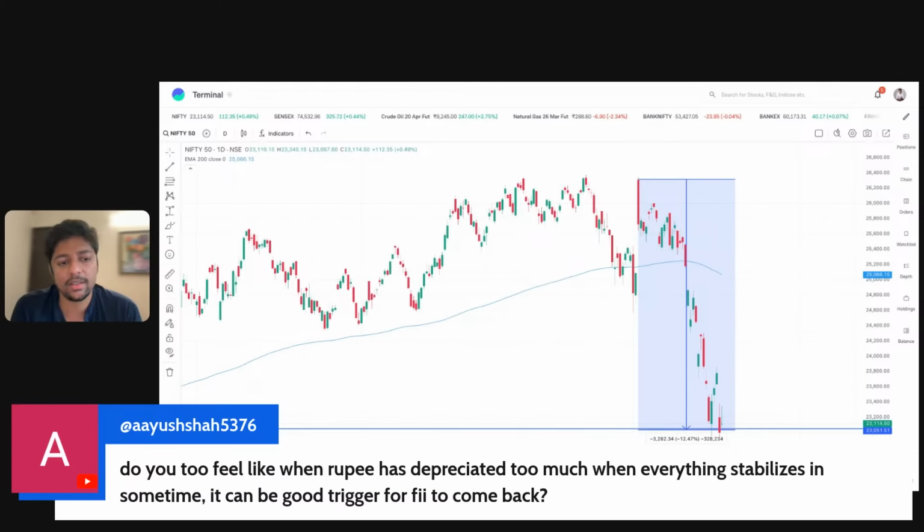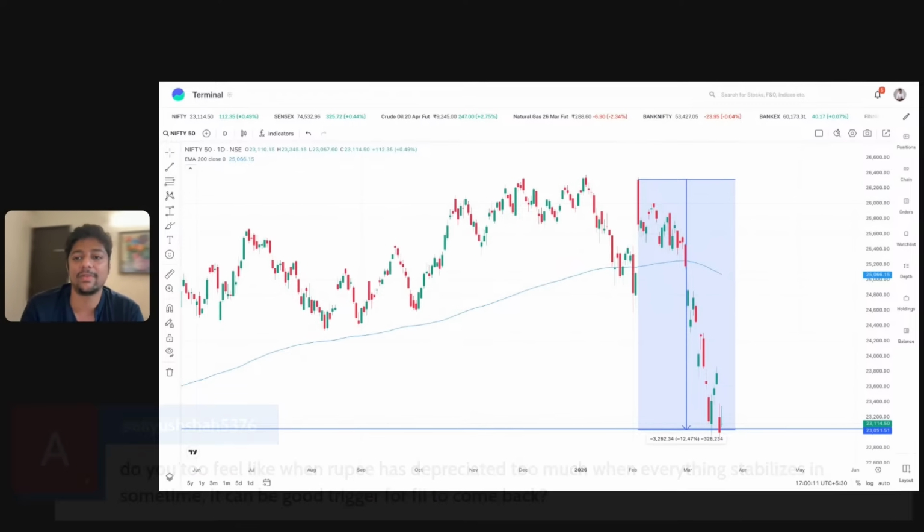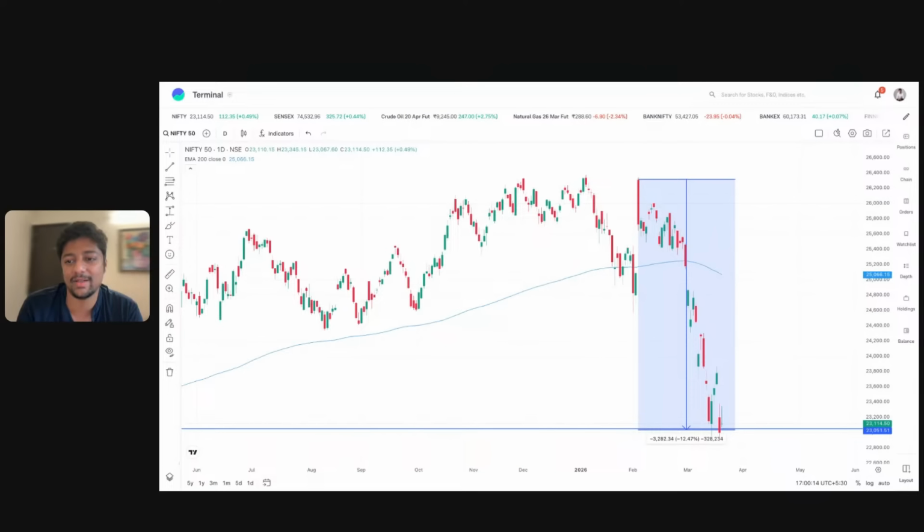So do you too feel like when rupee has depreciated too much, when everything stabilizes in some time, it can be a good trigger for FII to come back? Yes, Ayush, absolutely yes. But a lot of things have to become right for it to become good. For a couple of things, I'll tell you. First, war has to get over. Oil has to stabilize. INR has to come back to 87, 88 levels, which is very hard, but it has to come back. Then the government has to first remove this STT tax that they have done, which is again not incentivizing FIIs to be here, number one. And then you should also assume that Trump has to be silent for the next 12 months and he doesn't create new problems or new tariffs or new war or new something. If all of this happened, FII will come back. But now you think about it, it seems quite difficult, right?